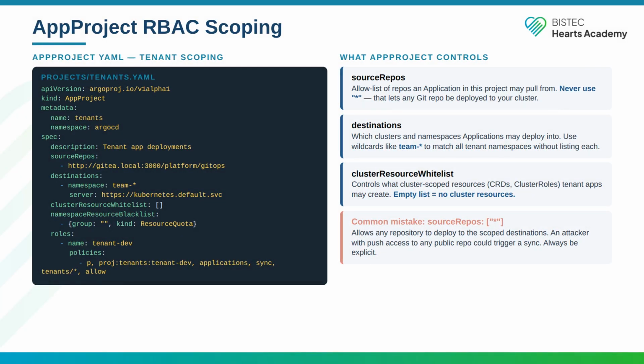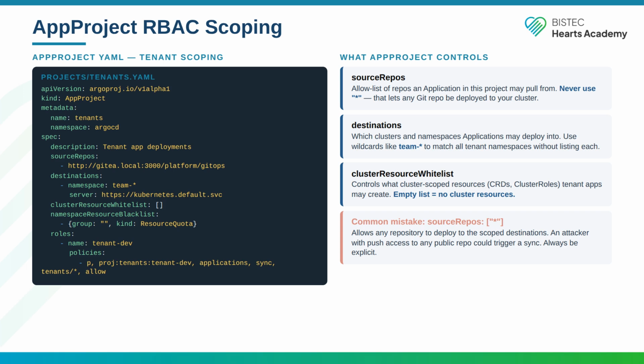AppProject is Argo CD's RBAC and allow-listing layer. Every application belongs to exactly one AppProject. The default project allows everything and should never be used in a production environment. Three things define what an AppProject controls.